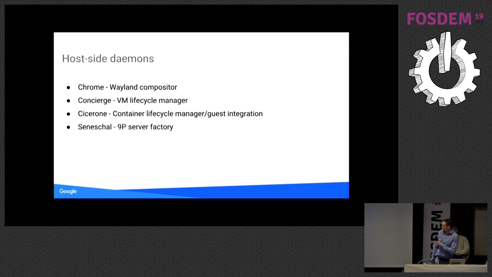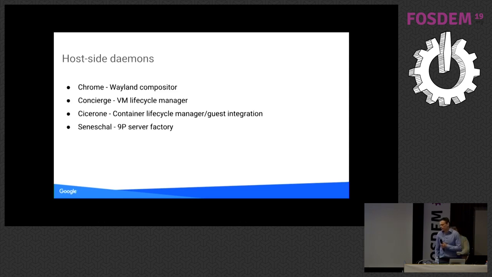We added Cicerone, which is really interesting because it's the part that integrates the UI bits. So if you install an app in your VM, it notices that there's a new app in your VM and says, hey, maybe I should put this icon in your launcher. So now you can click on that icon and it just launches your app. And that communicates over gRPC over VSOCK into the VM.